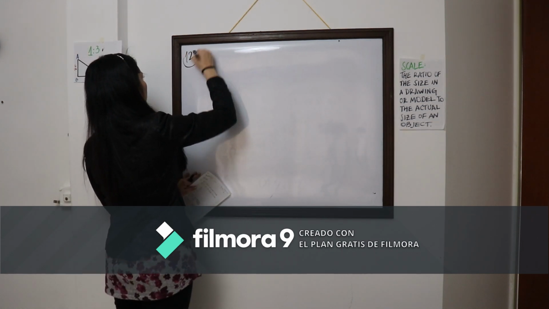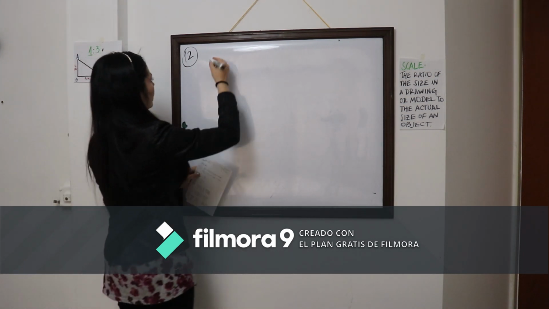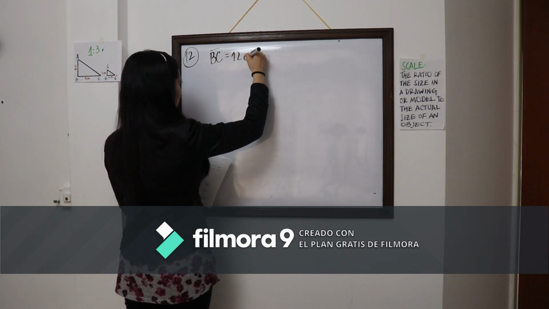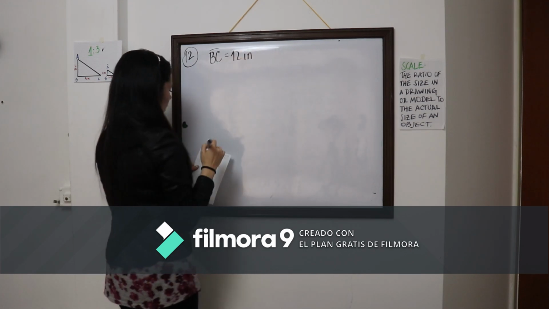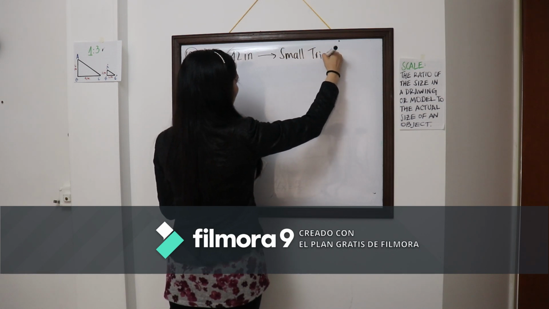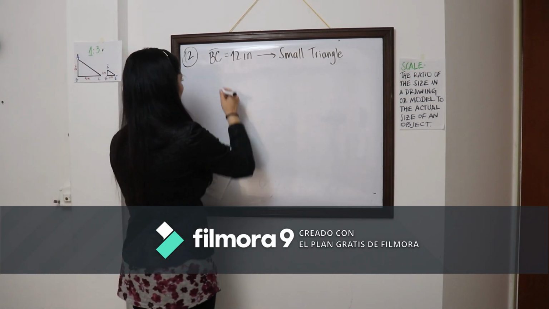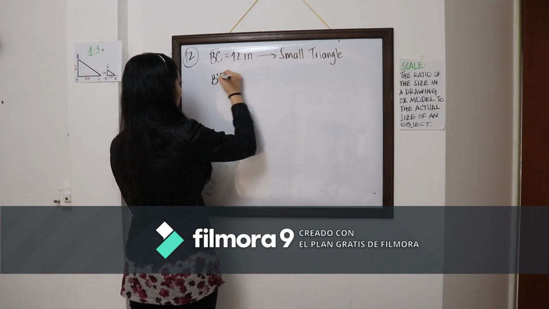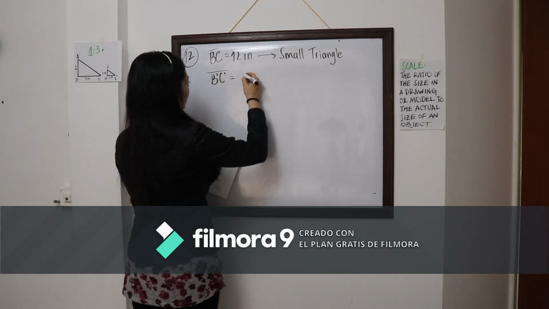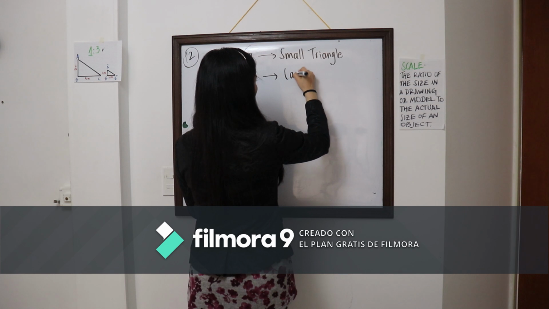Now, problem 12 tells us about length BC, which is 12 inches. So we know length BC is 12 inches, right? And that belongs to the small triangle. Okay? Now, please check on your book. Have your book with you at all times. Now, we need to actually have the measure of B prime, C prime, which is the length of the corresponding side on the larger triangle.